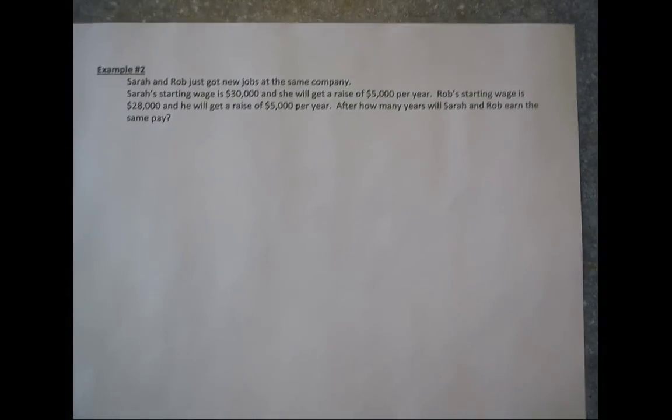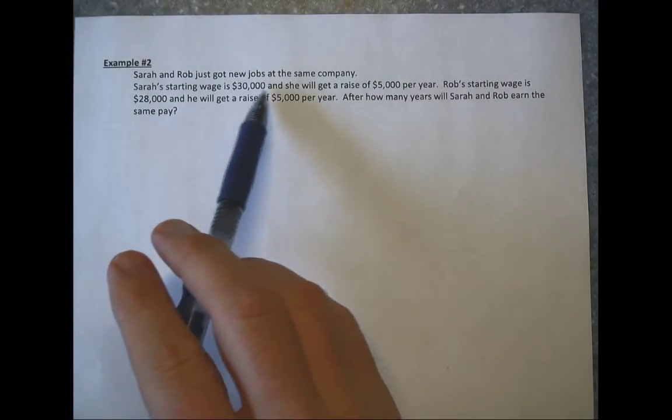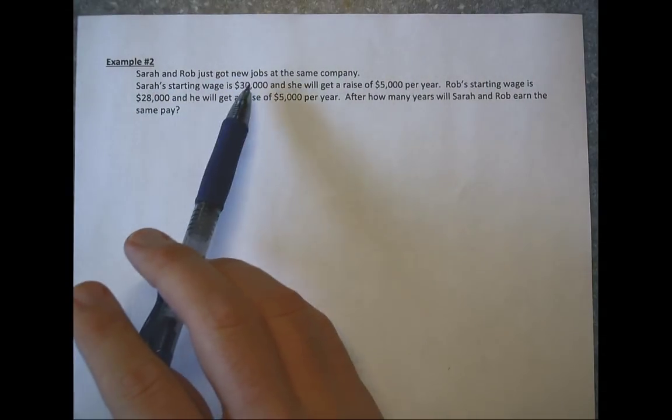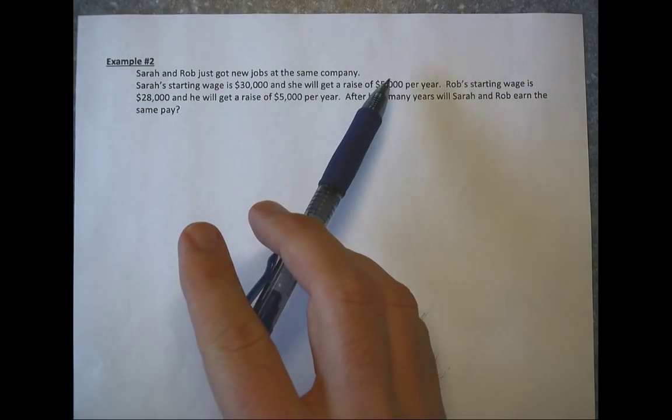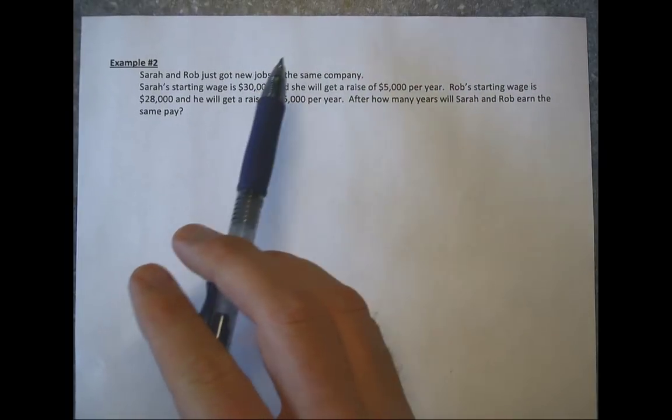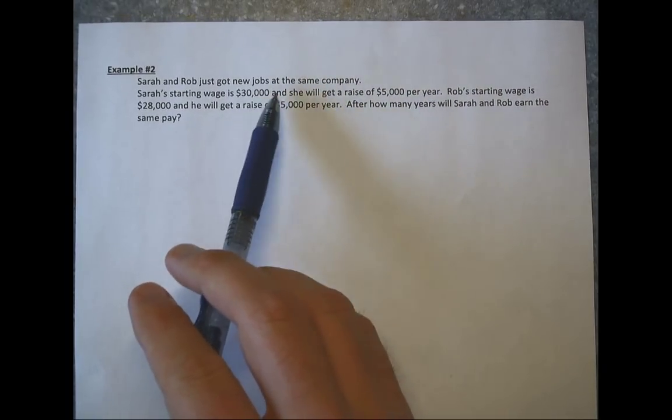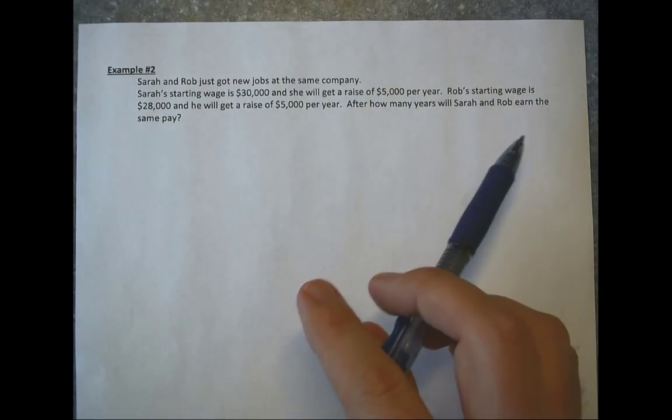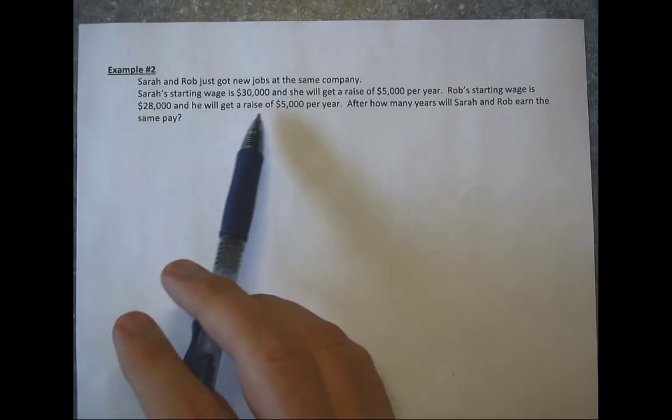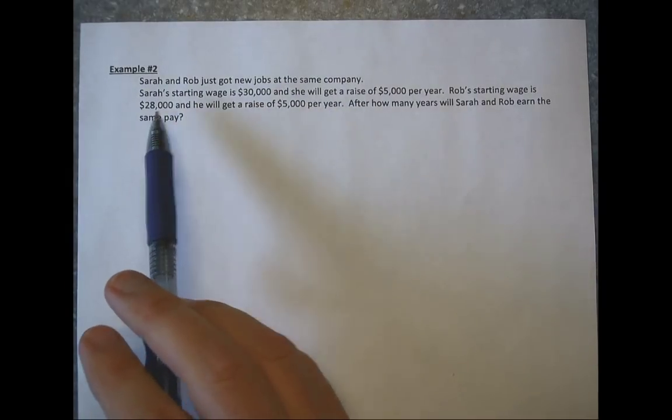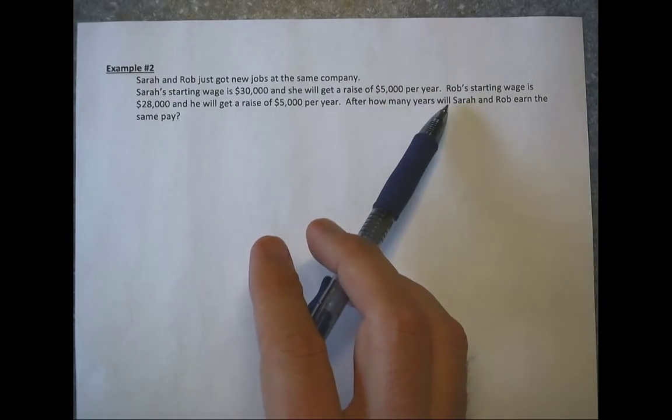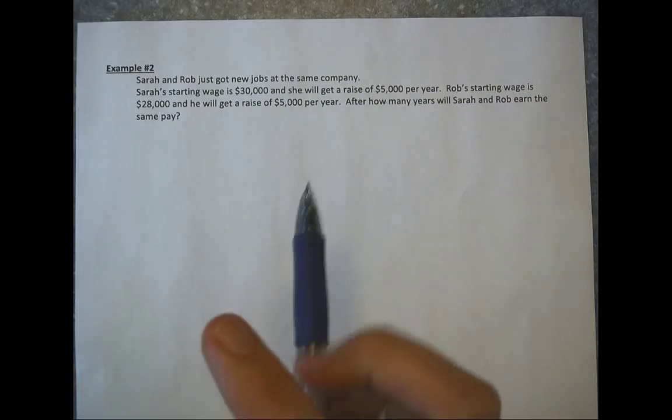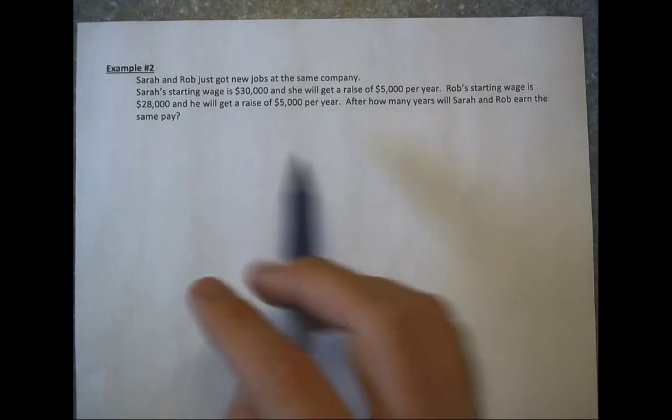All right, if we turn this over, how does this show up now in a word problem? So Sarah and Rob just got new jobs at the same company. Sarah starts at $30,000, and she's going to get a raise of $5,000 every single year. So every year she's going to make an extra $5,000. So next year she'll make 35, and the year after that she'll make 40, and then 45, on and on and on. Now Rob's starting wage is $28,000, and he's going to get a raise of $5,000 a year. So he starts at 28, and then his salary is going to go up $5,000 every single year. How many years will Sarah and Rob earn the same pay after how many years?